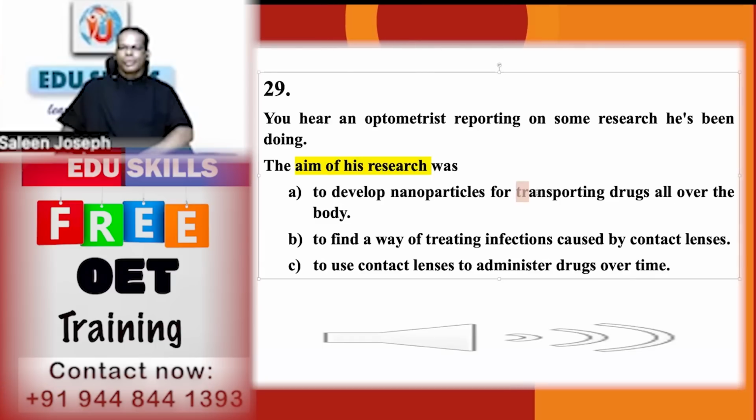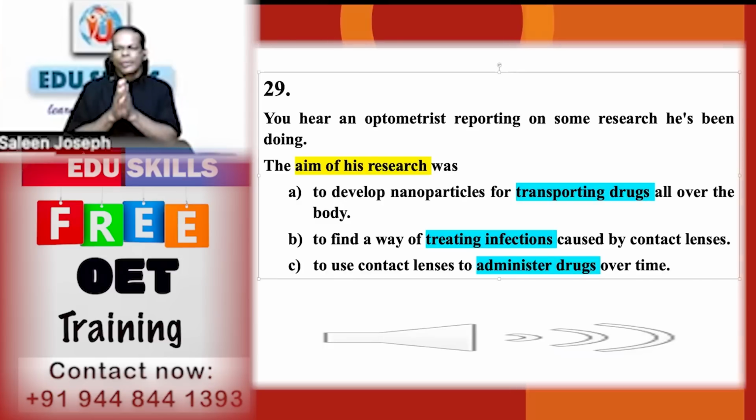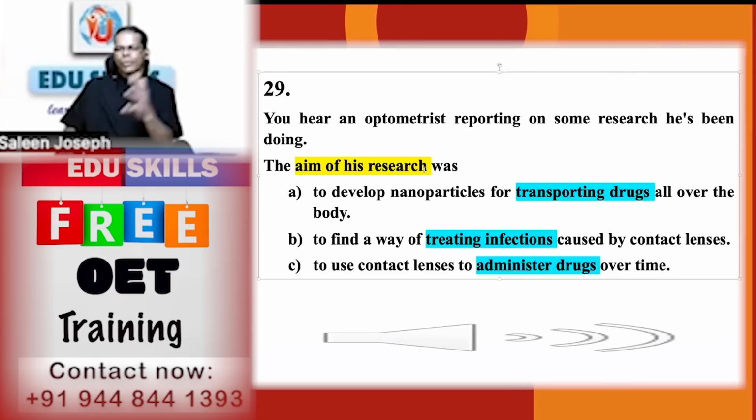See, these are the hedging words or the main words. Transporting drugs. Then second one, transport drugs all over the body. To find a way of treating infections caused by contact lenses. Treating infections. Infection. The hedging word. Then to use contact lenses to administer drugs over time. Administer drugs. So these are the hedging words. So when you listen to the audio, when they give you the time to read the questions, you have to read these things and find out the hedging words and listen for these hedging words in the audio. Okay? And you know, aim of his research, you have to use the first method.